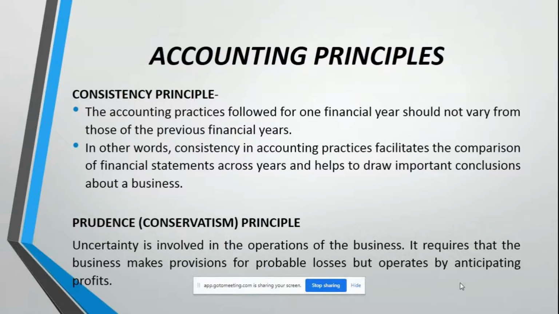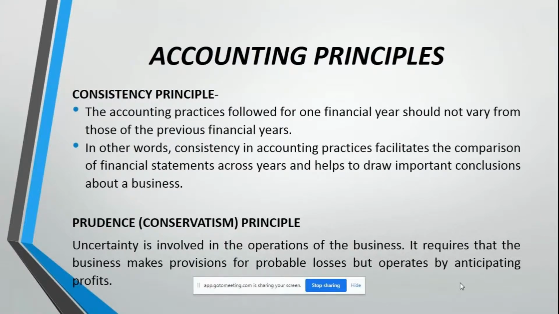That's what I've given here. The accounting practices followed for one financial year should not vary from those of the previous financial years. Consistency in accounting practices facilitates the comparison of financial statements across the years and helps to draw important conclusions about the business. So, as I told, only if I am as far as possible consistent with my business activities and my accounting procedures, I can easily compare my financial statements of the current year with those of the previous years, and I can ascertain the graph. Otherwise, I cannot get clarity.